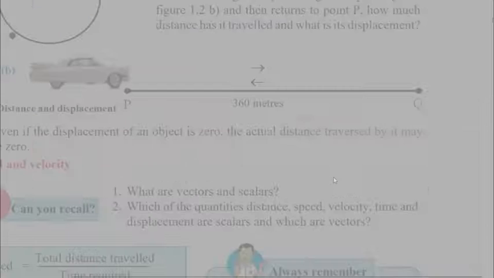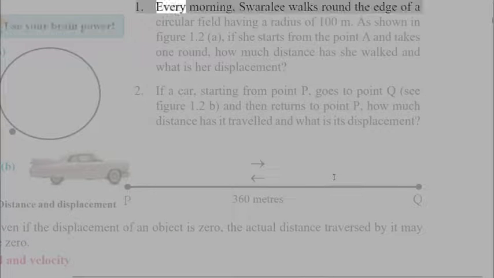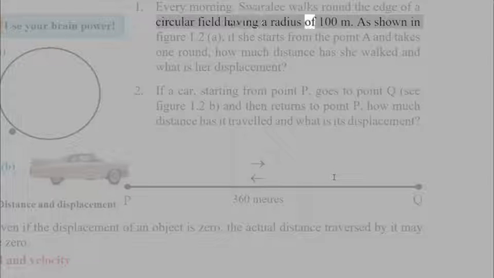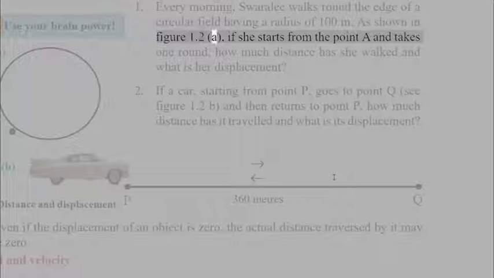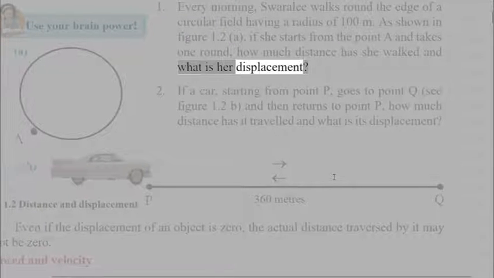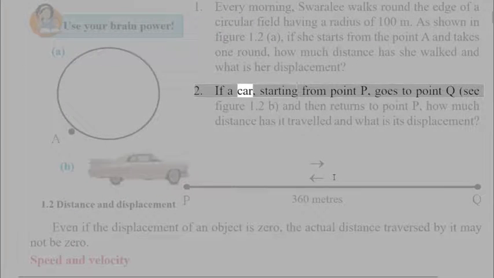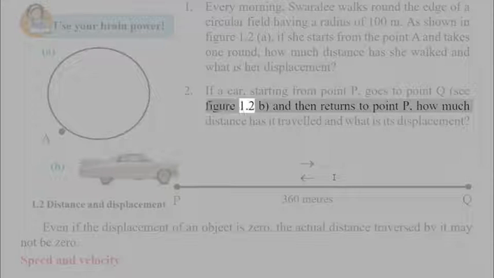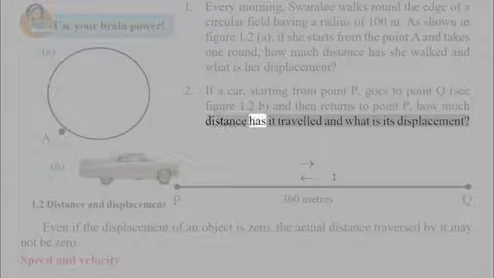2. Use your brain power. 1. Every morning, Swirly walks round the edge of a circular field having a radius of 100 m. As shown in figure 1.2a, if she starts from the point A and takes one round, how much distance has she walked and what is her displacement? 2. If a car, starting from point P, goes to point Q, see figure 1.2b, and then returns to point P, how much distance has it traveled and what is its displacement?